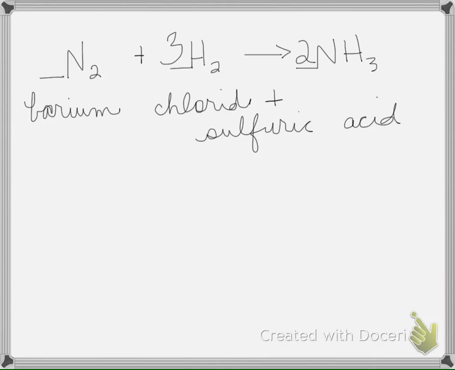Close. BaCl2. How come it's BaCl2? Right, because barium's plus 2. It's in group 2, right? Chloride's minus 1, so it's BaCl2 plus, what is the formula for sulfuric acid? H2SO4. Sulfuric acid is H2SO4. Right? Y'all knew that?